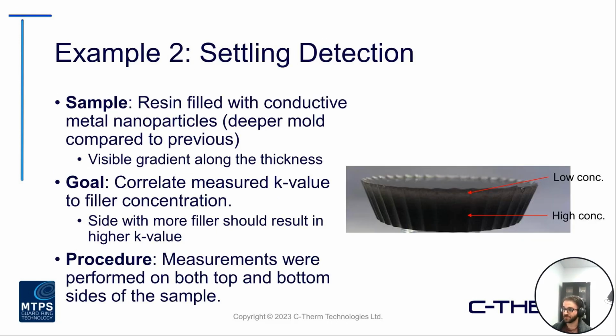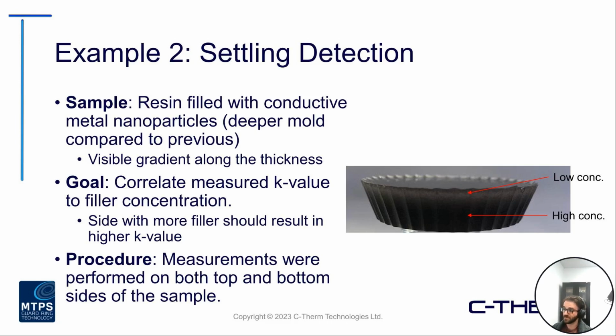Now the second example here is looking at settling. Again, in this example, the same type of material: an epoxy filled with a conductive metal filler. This was set in a slightly deeper mold, just to try to promote and examine that settling that was occurring here. Again, our goal was to correlate the measured K value to the filler concentration, this time on the different sides of the sample.